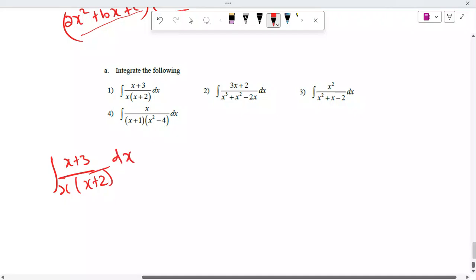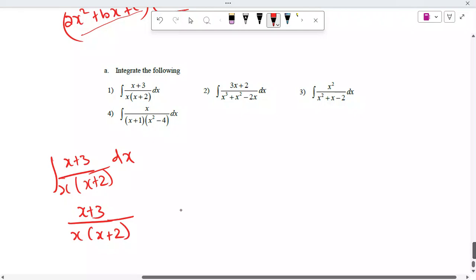So if you see this, it's very difficult to integrate. You see there are too many variables. So what do you use? That's where partial fraction decomposition comes in. So we just get this function here. I'll write it as (x + 3) over x(x + 2).